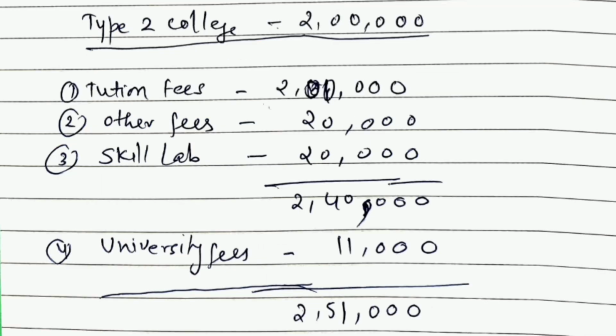Now let me talk about the type 2 colleges, which are not the top colleges, which are mostly average colleges, and they are ready to take less fees because they don't want to miss the COMEDK students, and they want to fill their seats. So tuition fees for this category of college will be like 2 lakh rupees per year. Other fees will be like 20,000. So during the counseling you will have to pay 2 lakh plus 20,000, which is 2 lakh 20,000.